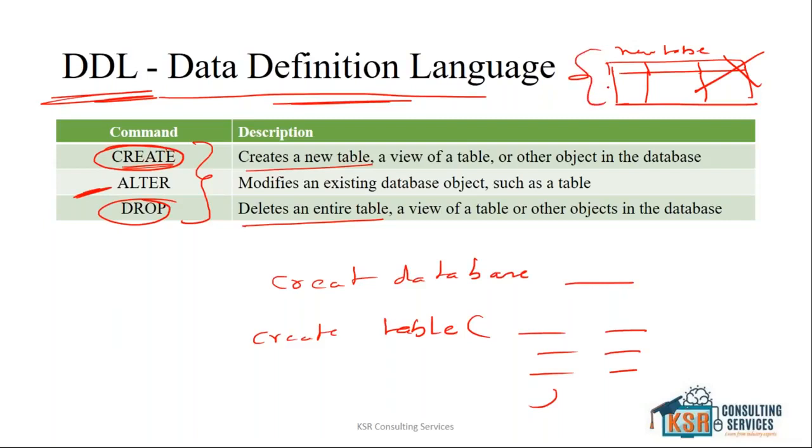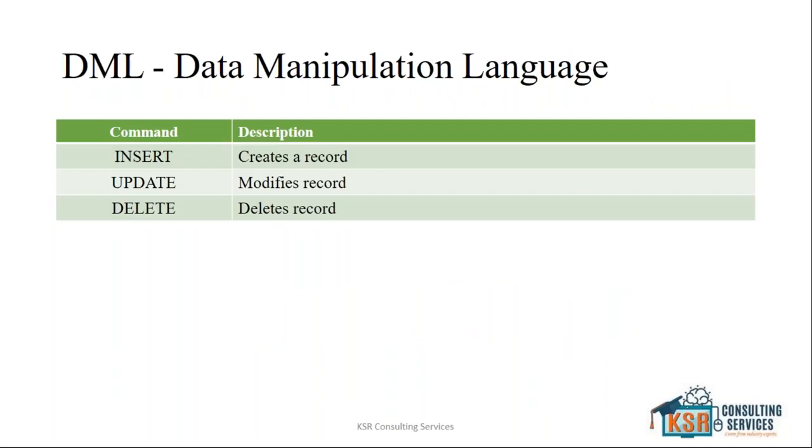Whether you're creating a new table or deleting the entire table, you're playing with the structure. Nowhere is data there, only the structure. Create table, alter table, or drop table, I am playing with only the structure. That is the reason this is called data definition language. Why is it called definition? Only the structure you're changing. This is called DDL. Now we have seen all three.